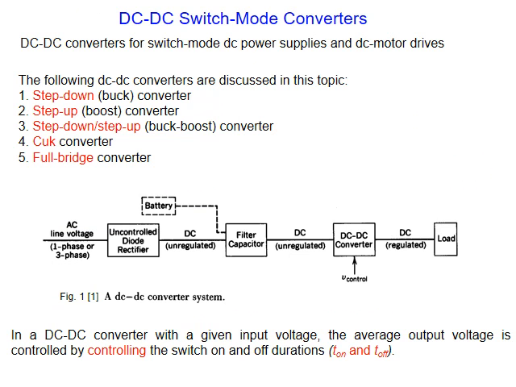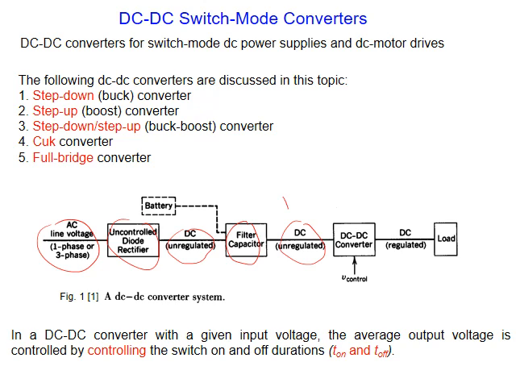Now let's assume we have, as usual, AC supply, which is single phase or three phase, as we discussed before, and we have uncontrolled rectifier, okay, half wave, full wave, as I mentioned, single phase, three phase. Then we have DC unregulated. We usually put filter, capacitor filter, to smooth the voltage, sometimes connected to the battery. Then we still have unregulated DC voltage.